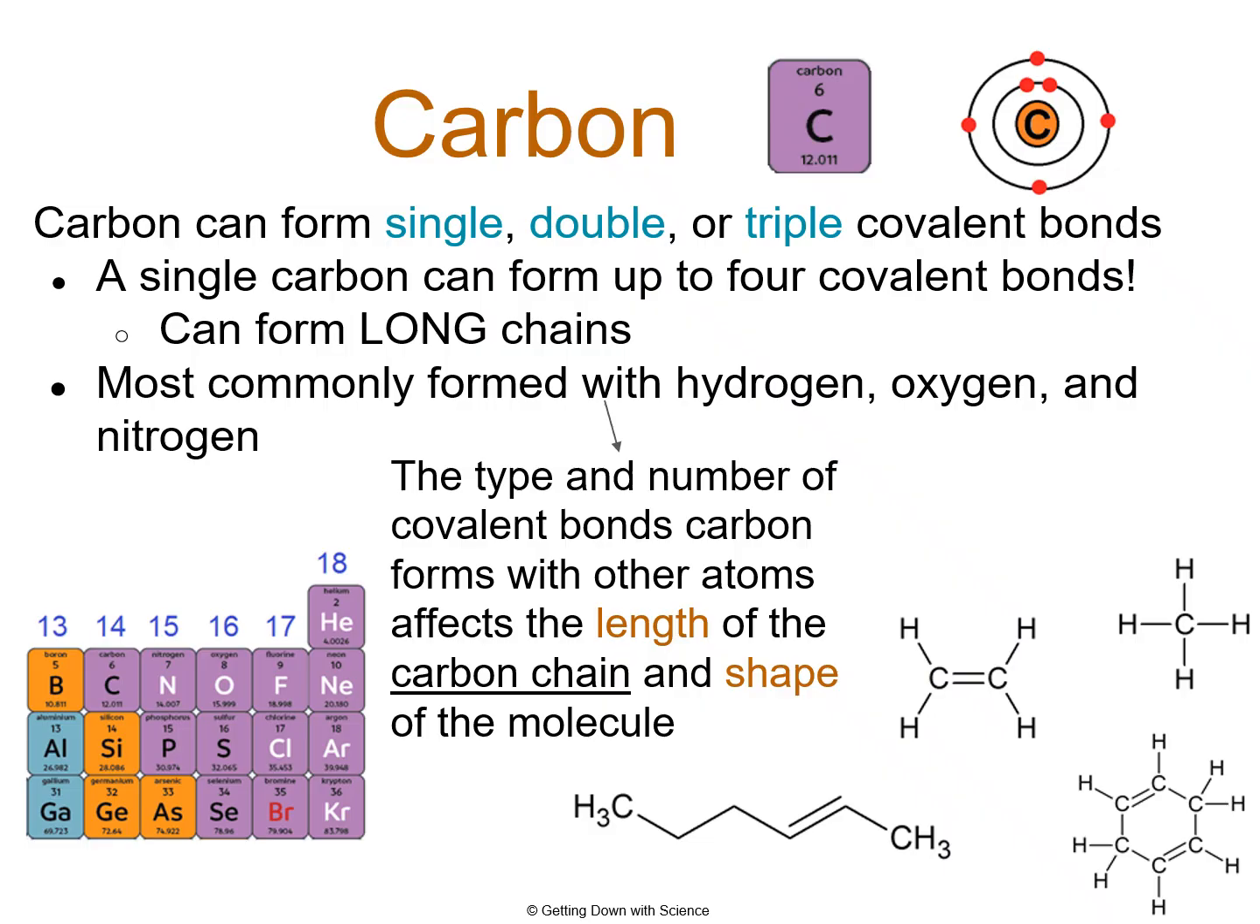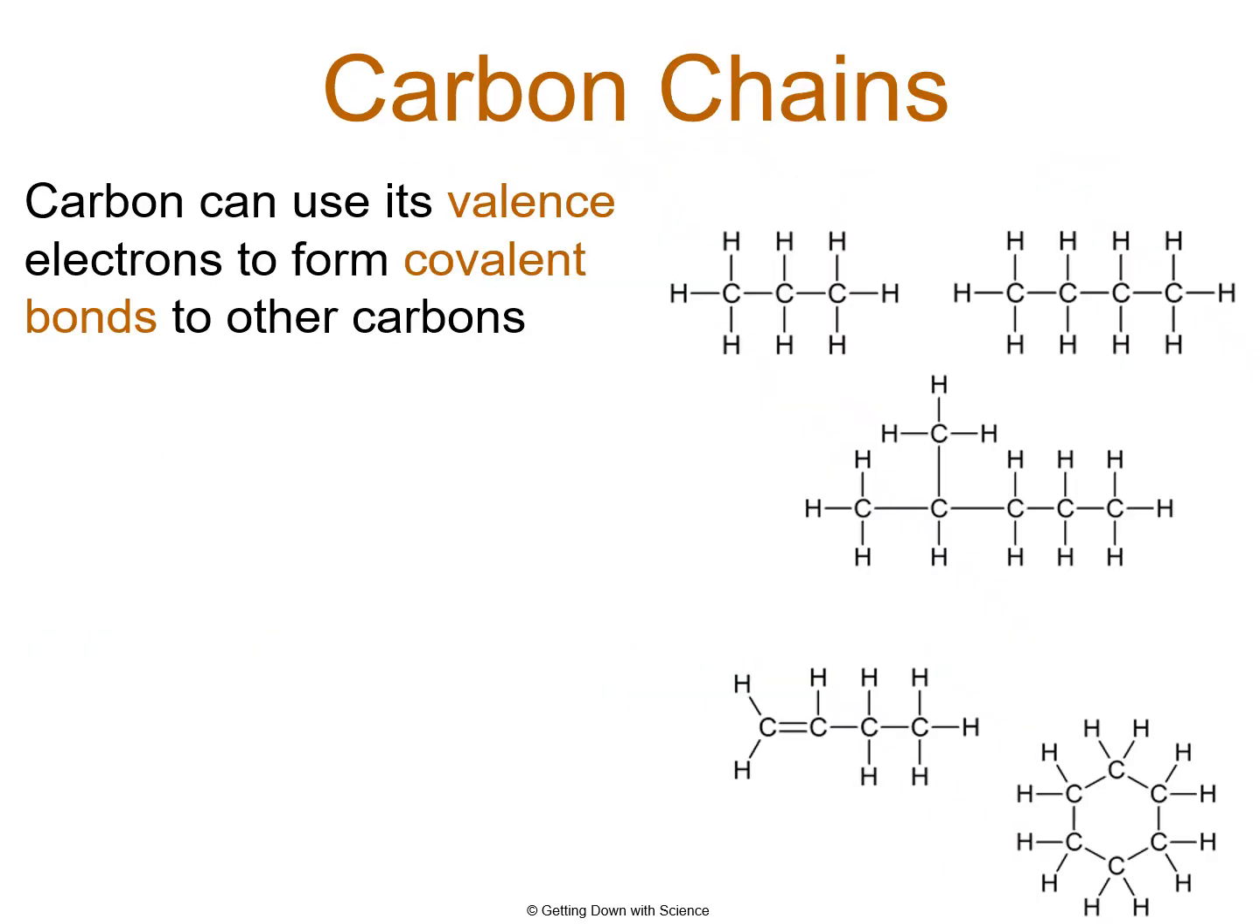The type and number of covalent bonds carbon forms with other atoms affect the length of the carbon chain and the shape of the molecule. And as y'all know, my favorite sentence is structure dictates function. The structure of the carbon chain dictates the function of what that carbon chain is going to do. Carbon chains use their electrons to covalently bond with other molecules. So they use their dollars to hold hands with their friends.